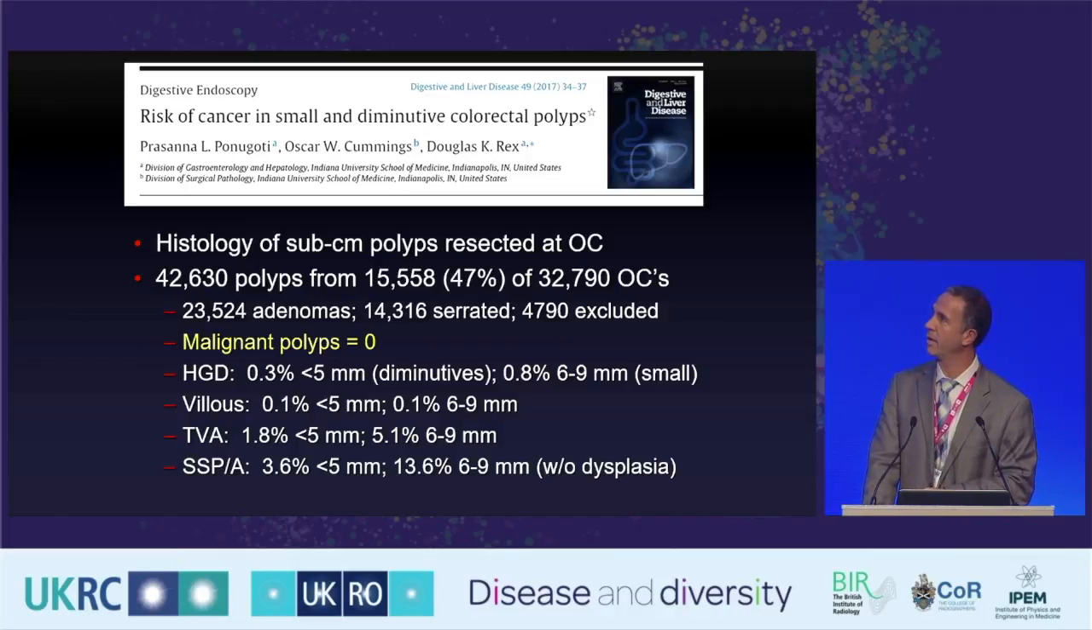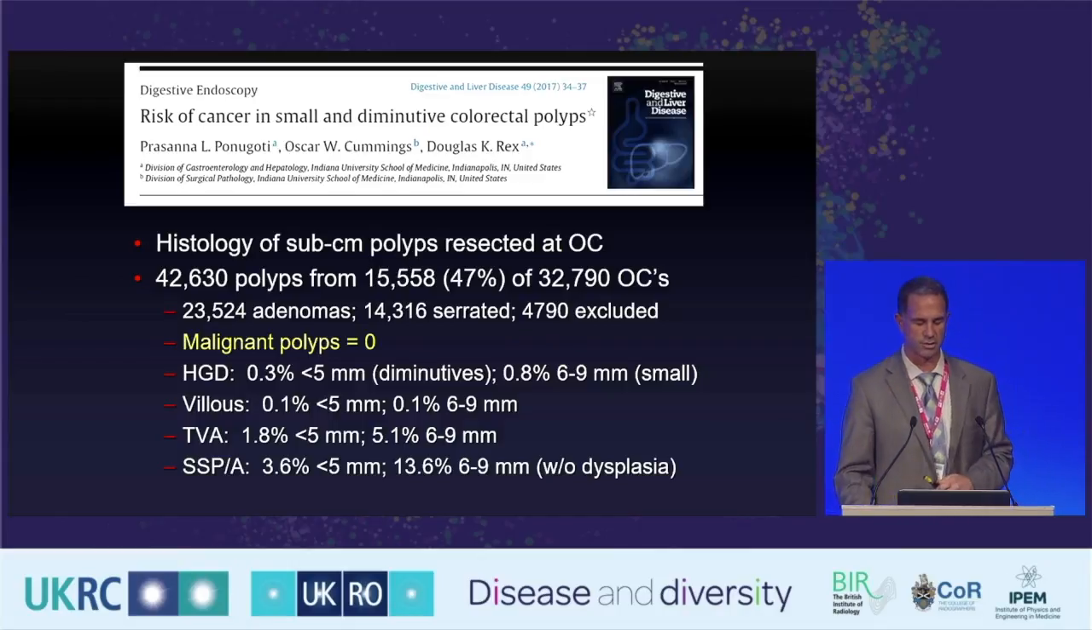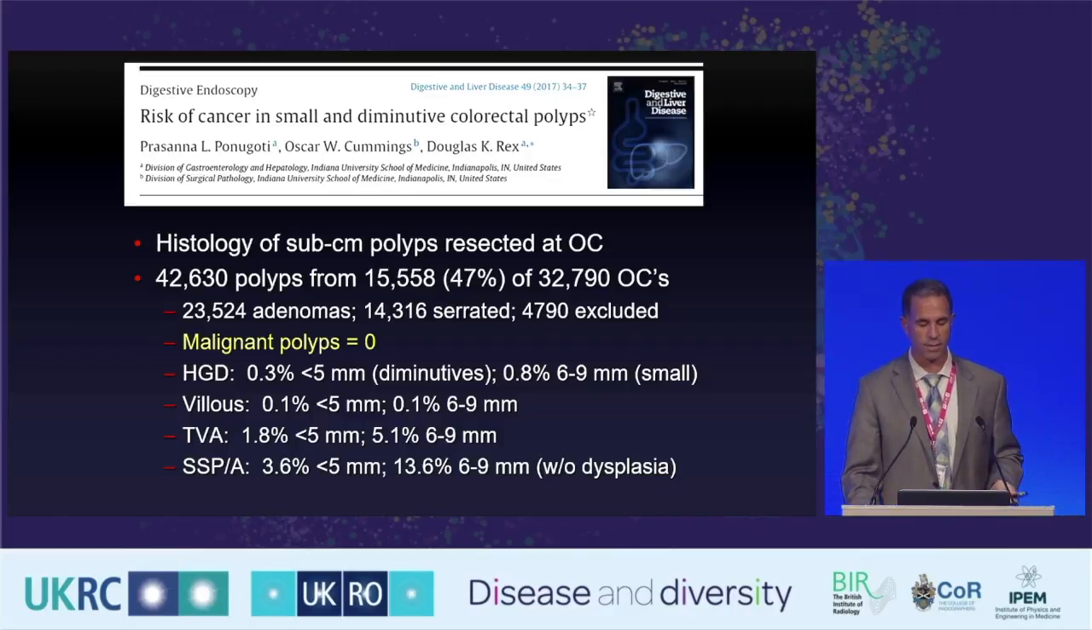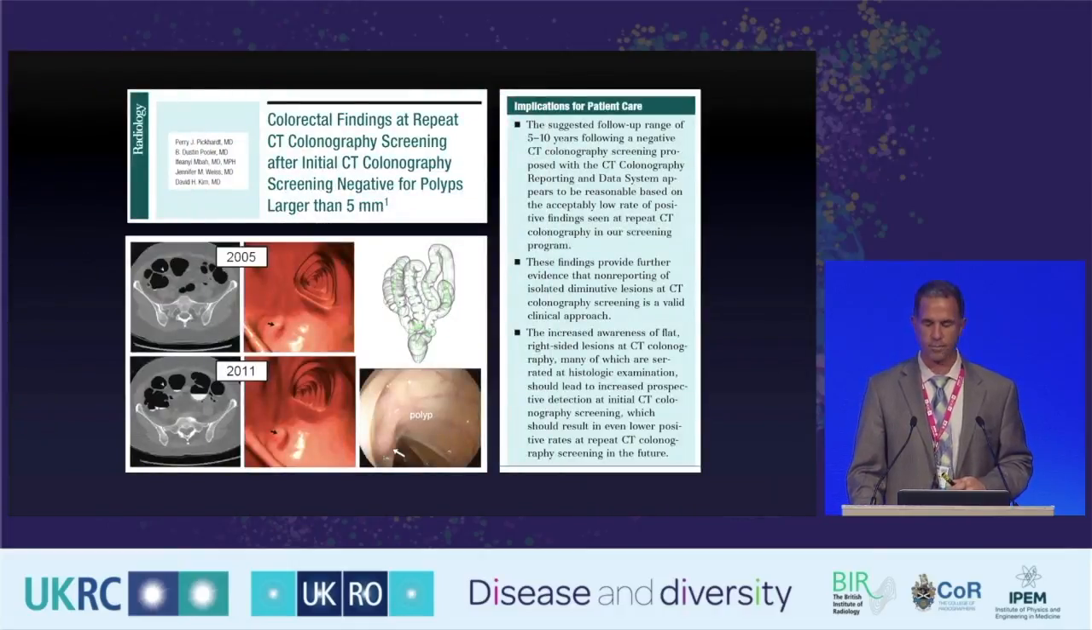And if you look at it, high-grade dysplasia and villous are very rare, less than 1%, even in the small lesions up to a centimeter. Tubulovillous, again, about 5%, so that's driving that definition. And then of the serrated lesions, it was unclear, but I don't think any of them had dysplasia, so none of them would have been advanced. They're actually very benign lesions under a centimeter.